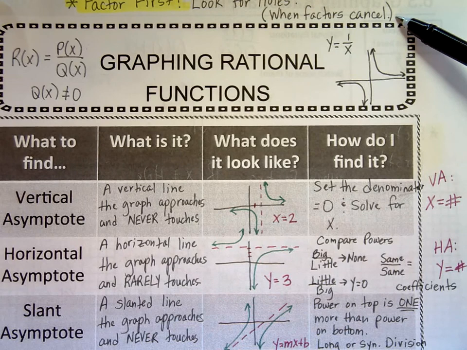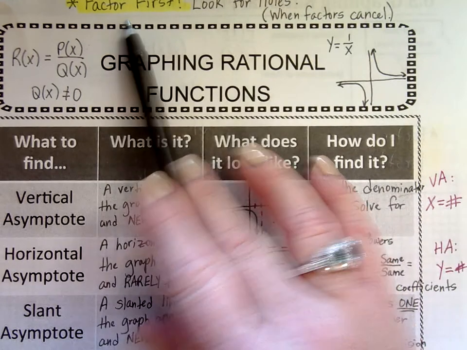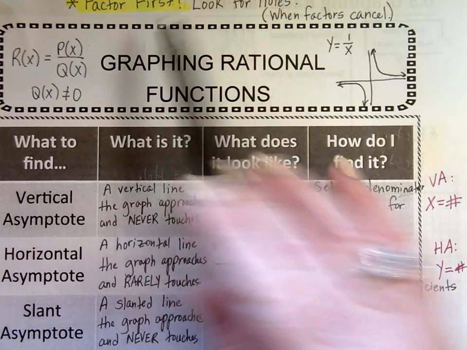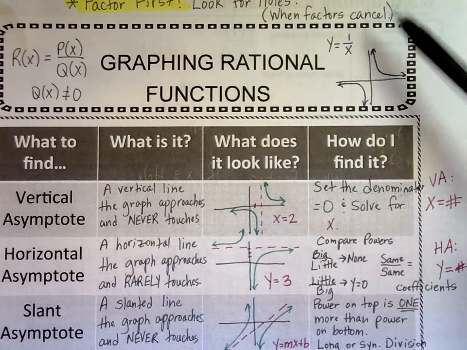If factors do cancel, you're going to use the more simplified version of the function to answer all the rest of your questions to be able to graph it. Now, some things that come into play with rational functions are horizontal and vertical asymptotes. Sometimes there's a slant asymptote. They happen every once in a while. You're going to be looking for x and y intercepts, and you're going to be talking about domain and range as we go to graph these things. So job number 1 for your rational function is to factor first. And really you're looking for holes. They happen when the factors cancel.